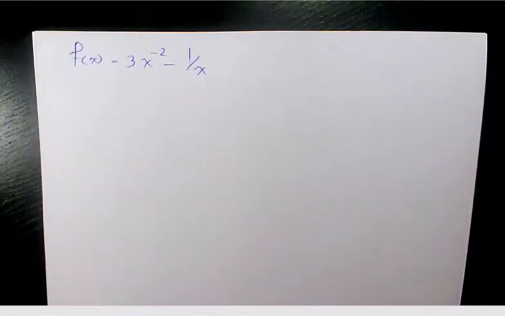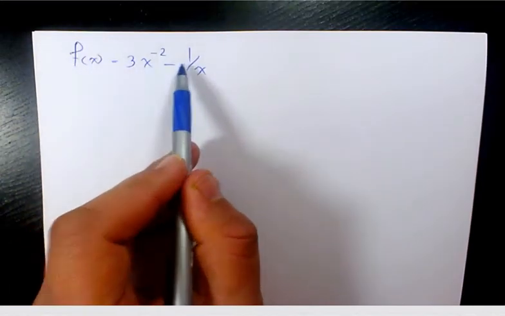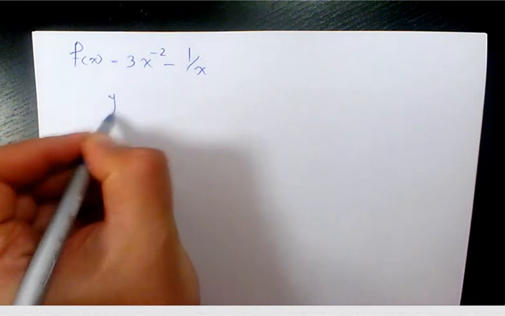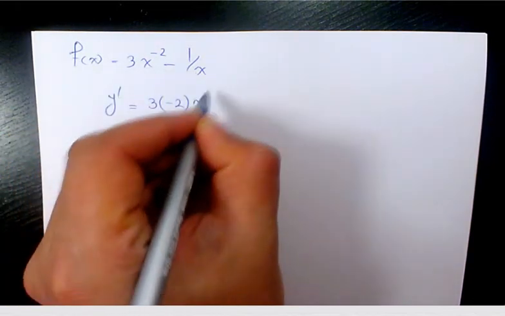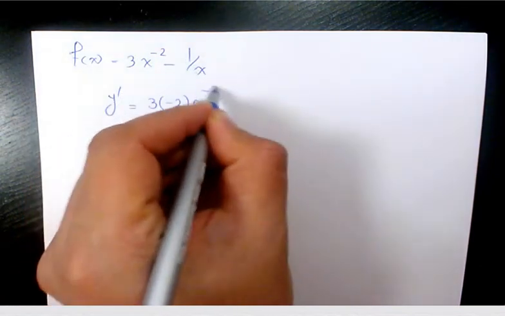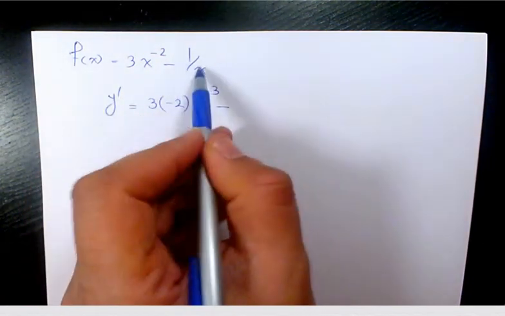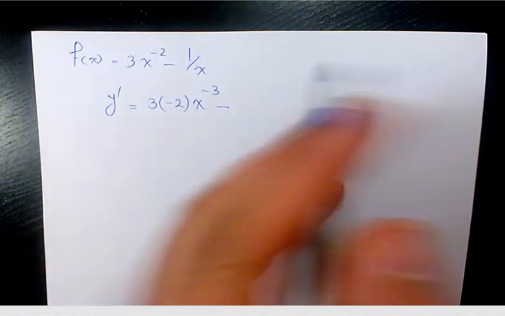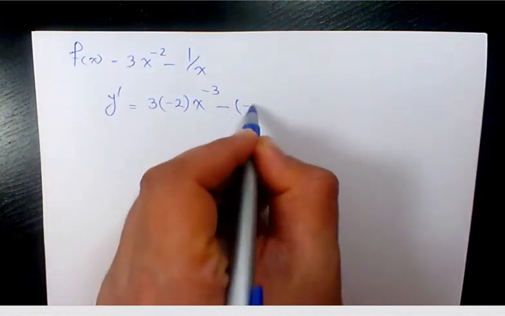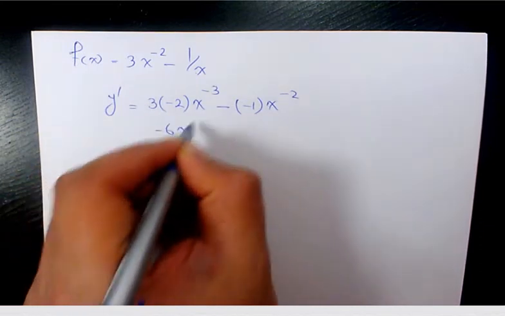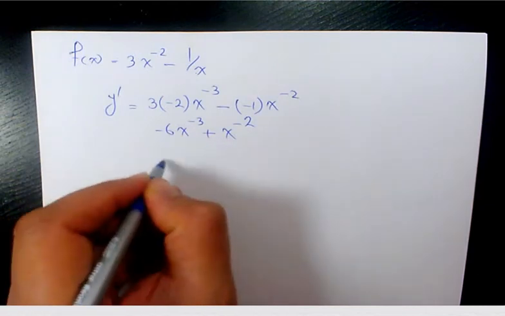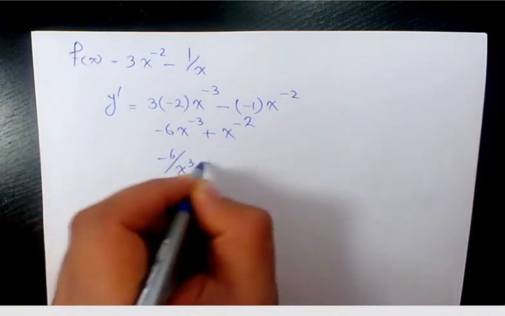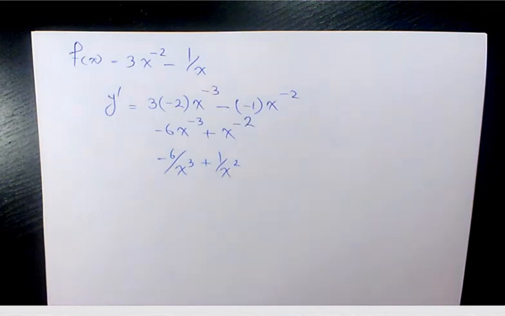Now next example, it says 3x to the power of negative 2 minus 1 over x. Y prime is going to be 3 times negative 2 times x to the power of negative 2 minus 1 is negative 3, minus x, 1 over x is x to the power of negative 1. So this is going to be negative times negative 1 x to the power of negative 2. So it's going to be negative 6 x to the power of negative 3 plus x to the power of negative 2. That will be negative 6 over x cubed plus 1 over x squared.